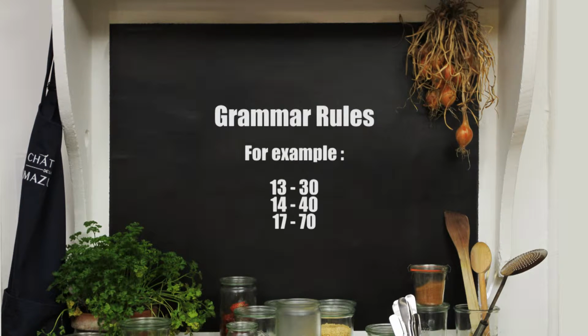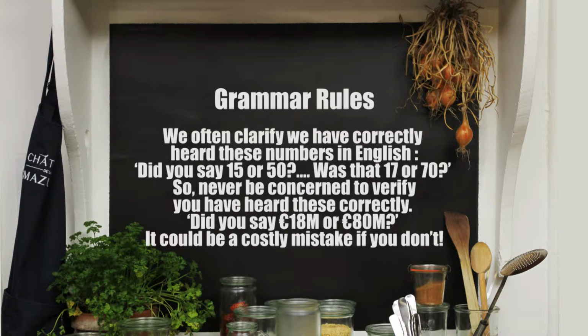For example, 13, 30, 14, 40, 17, 70. We often clarify we have correctly heard these numbers in English. We'll say, did you say 15 or 50? Was that 17 or 70? So never be concerned to verify you have heard these correctly. Did you say 18 million euros or 80 million euros? It could be a costly mistake if you don't.